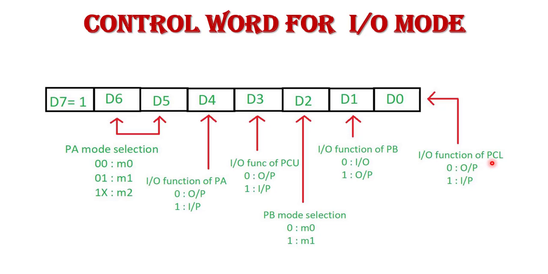of port C lower. If the value of D0 is 0, port C lower works as an output port. If the value of D0 is 1, port C lower works as an input port. So in this way we program the 8255 input output mode.